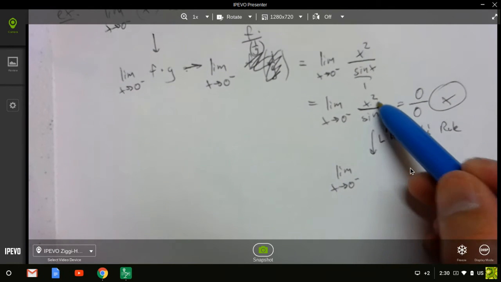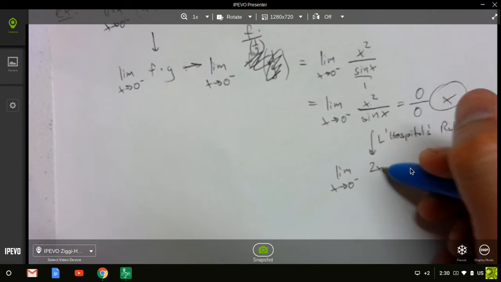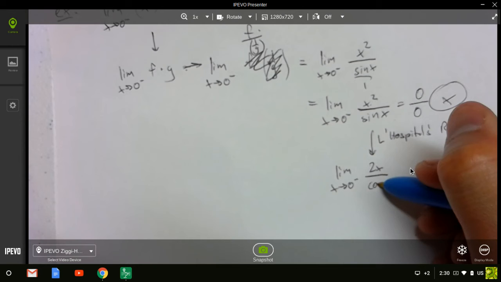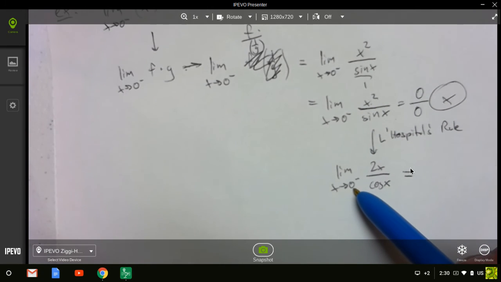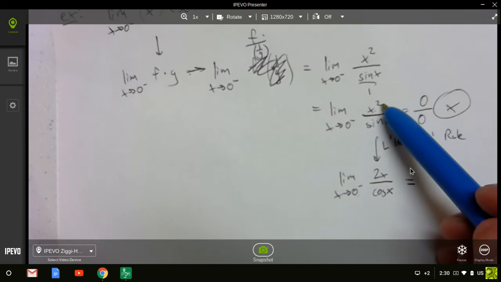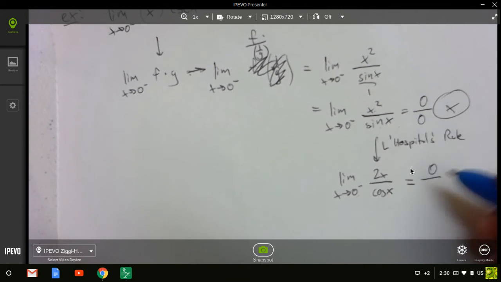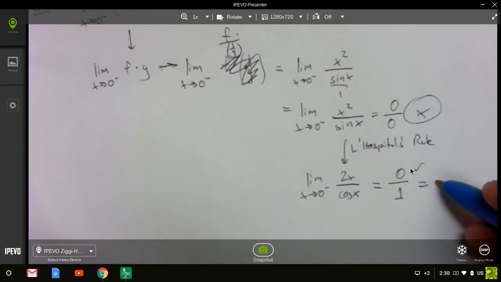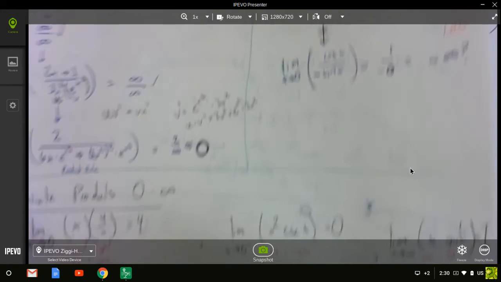Which gives you the limit as x approaches 0 from the negative side, and now we're going to take the derivative of x squared and the derivative of sine of x, which is 2x over cosine of x. And now let's see if we can do the substitution of 0. So that would be 2 times 0, which is 0. Cosine of 0 is actually 1, and that checks out, by the way, because 0 divided by any number is just 0. That is not indeterminate. Okay, so that is your final answer, which is kind of what we talked about up here.